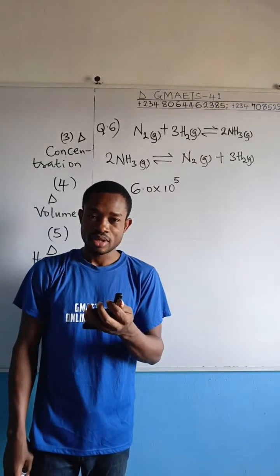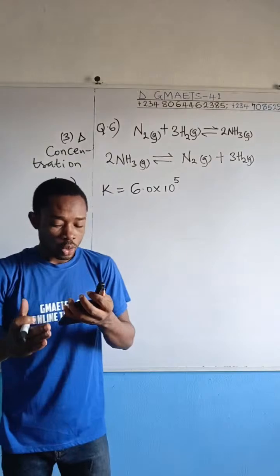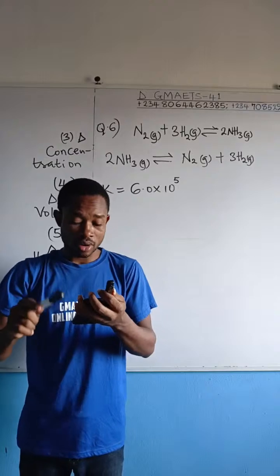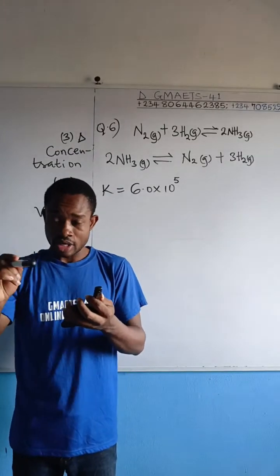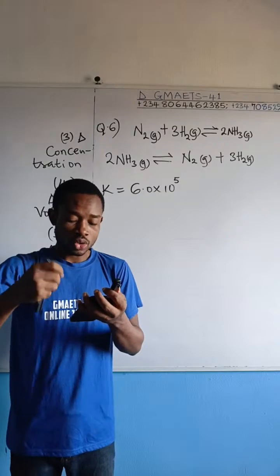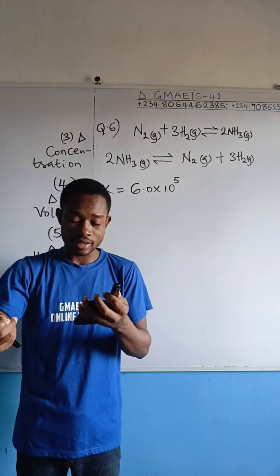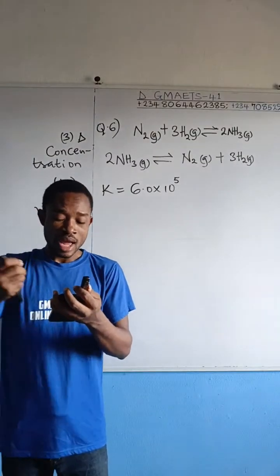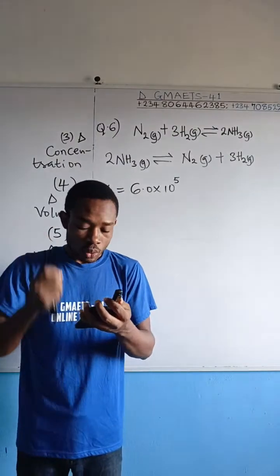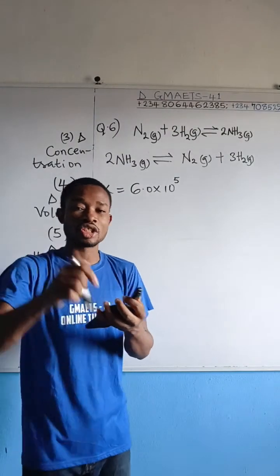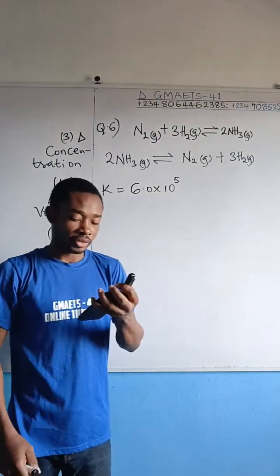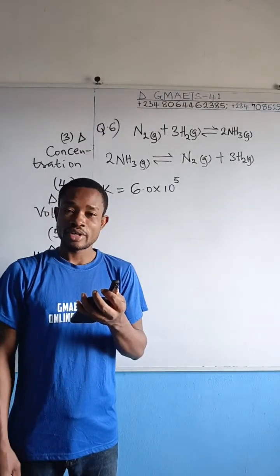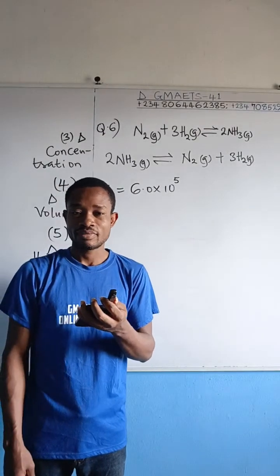So that's the question. Let me dictate the question again. The equilibrium constant K for the first reaction, N2 gas plus 3H2 gas, undergoing equilibrium reaction to produce 2NH3 gas, that's ammonia gas, is 6.0 times 10 to the power of 5 at 300 Kelvin. What is the equilibrium constant for the reaction 2NH3 gas giving you N2 plus 3H2 gas?